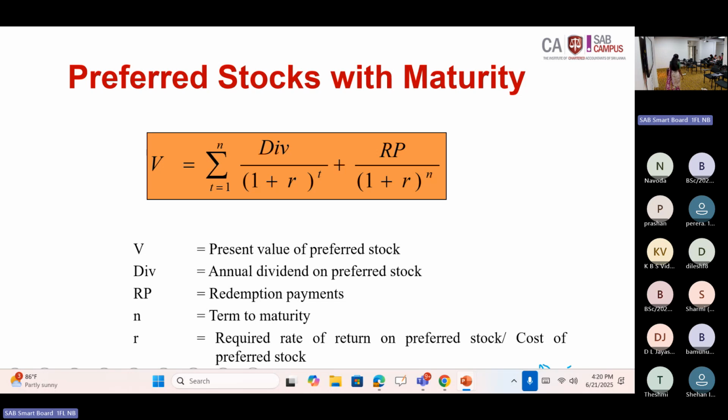What do you mean by RP? Redemption price, right? Or else, at the end of the maturity period, how much amount is the investor going to have? That is called the redemption price. It has a certain value. Therefore, you have to identify this redemption price after 5 years, after 10 years, after 20 years. Again, you need to convert this redemption price to the present value. So divide the redemption price by 1 plus R to the power of the maturity period, that is NP.